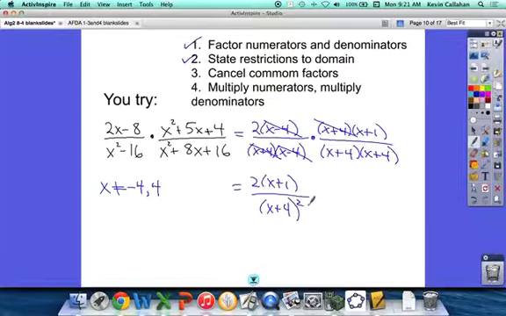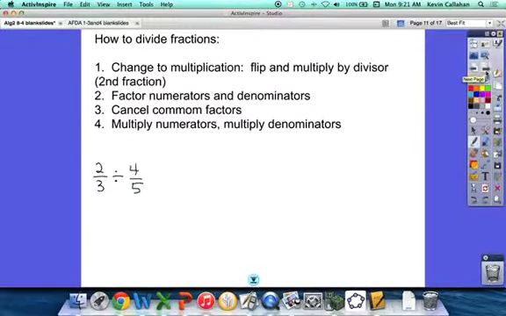Now you could leave it like x plus 4 times x plus 4, but that is what we mean by squaring. Okay, so cancel common factors, and then we just run it all together. Multiply straight across the numerators, multiply straight across the denominators. Okay, which leads us to the last thing, which is divide. So first we remind ourselves, how is it that we divide fractions, right? Not rational expressions, but just fractions.